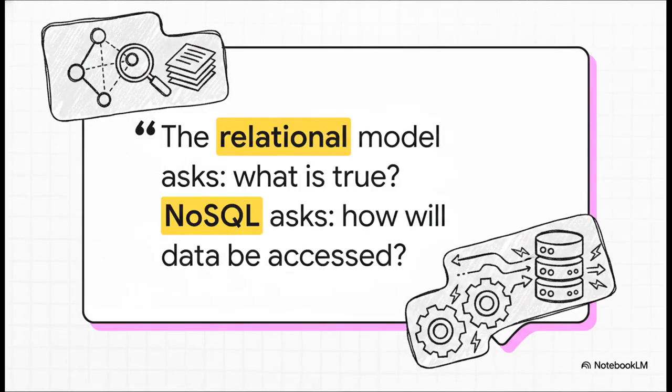So, are you ready to stop just memorizing database names and truly start engineering and designing scalable systems? It boils down to this. The relational database asks, what is universally true about my data? But the NoSQL family asks, how exactly will my data be accessed? Both of these are entirely valid questions, but the fatal mistake is using the wrong question for the wrong problem. Once you master the underlying physics of how your data is actively accessed, you unlock true, massive scalability.